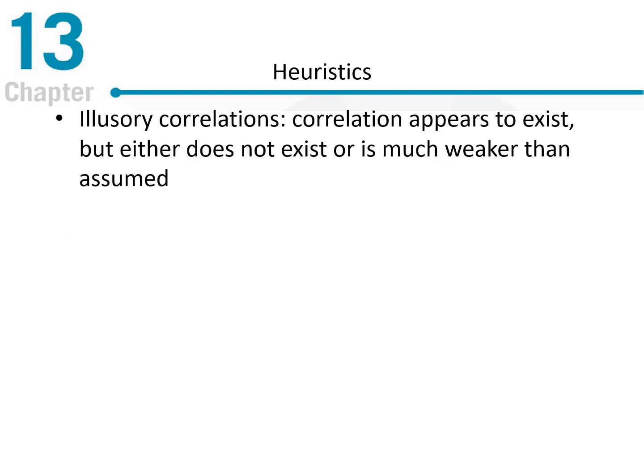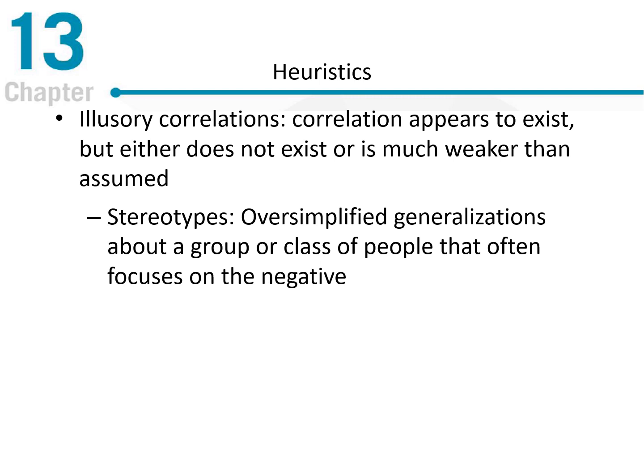Now, another heuristic is the illusory correlation. This is when we think a correlation exists between two things, but it either doesn't exist or it's much weaker than what we think. For example, stereotyping. We typically think of this as oversimplified generalizations about a group or a class of people that often focuses on negative aspects of that particular group. Most of the time, we assume that the correlation between whatever aspects of the group we're looking at and the group itself is much stronger than what it actually is, or perhaps that correlation doesn't exist at all. So that's basically the idea behind an illusory correlation.